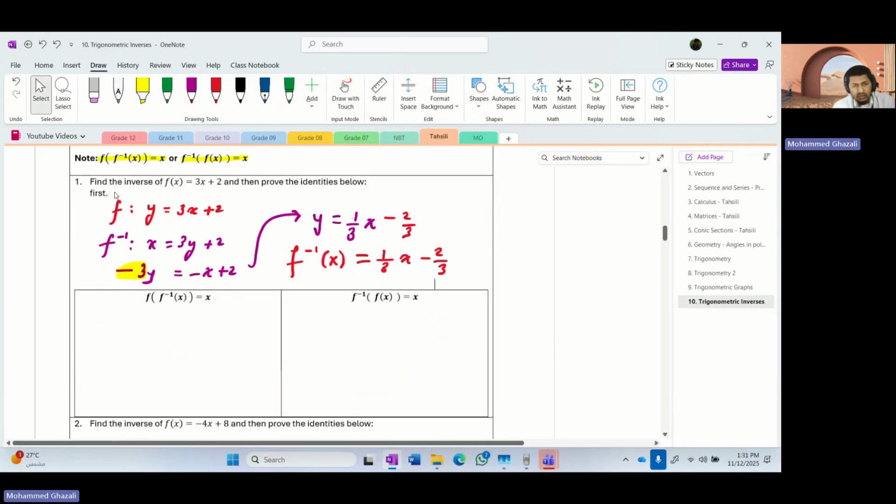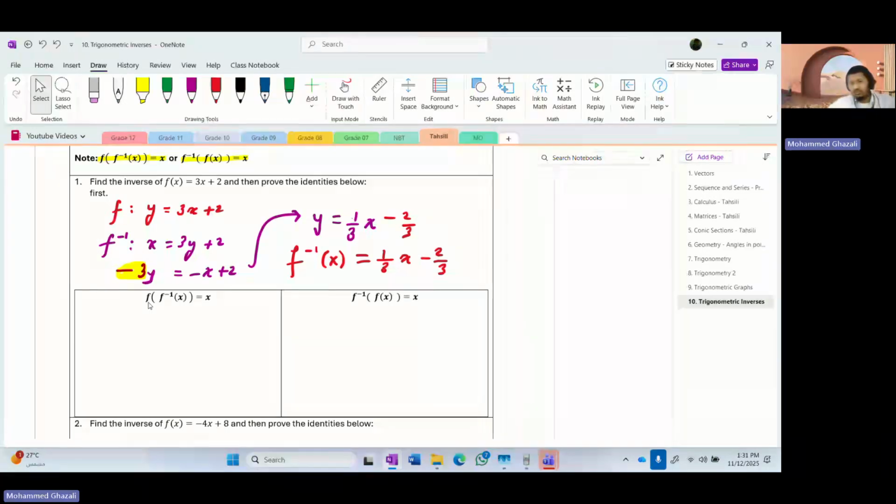Now let's prove these results. How come if I substitute the inverse function in the original function f of x, the answer is x? How come if I take f of x and substitute it into the inverse function, is the answer still x? So let's check if that actually works. So I've got f of x is equal to 3x plus 2. We want to prove that f of f inverse is equal to x, right? So the left-hand side is f of f inverse. What is f inverse? F inverse is 1/3 x minus 2/3. Now I have to take this entire 1/3 x minus 2/3 and substitute into f of x. So replace x in the function.